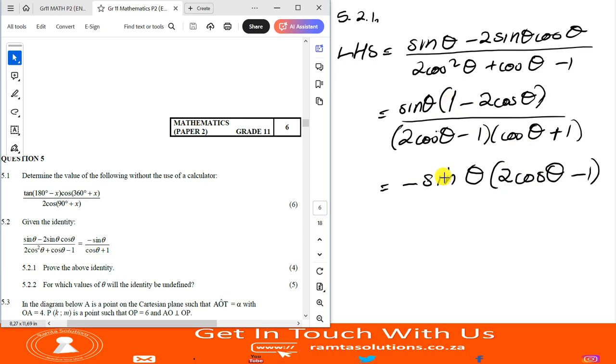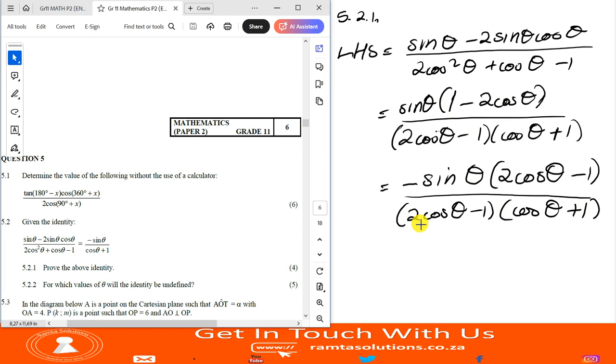Guys, remember, the reason this is the case is because if you say negative times positive, it will become that negative 2. And then negative times negative, it will become that positive 1. Okay? All over 2 cos theta minus 1, and then cos theta plus 1.